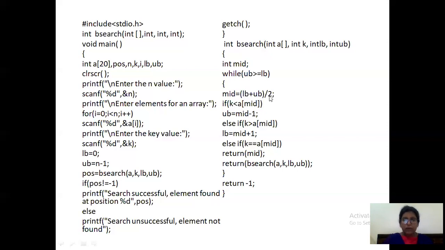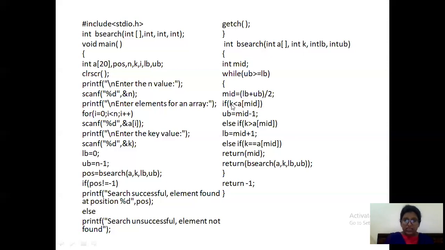Lower boundary plus upper boundary by 2. So 0 plus, if your elements are 5, so n minus 1 is nothing but your upper boundary value. So 0 plus 4 by 2, then you will be getting the value as 2. So 2 is the middle value now.